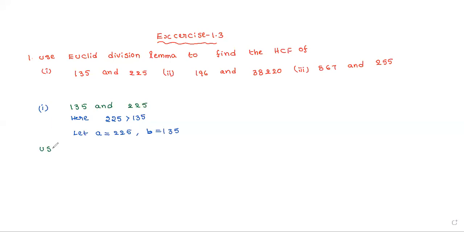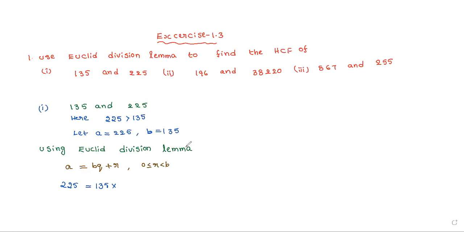Using Euclid division lemma, a is equal to the formula bq plus r, 0 less than or equal to r less than b. Here, a value substitute 225, b value 135. What about q? q means quotient.